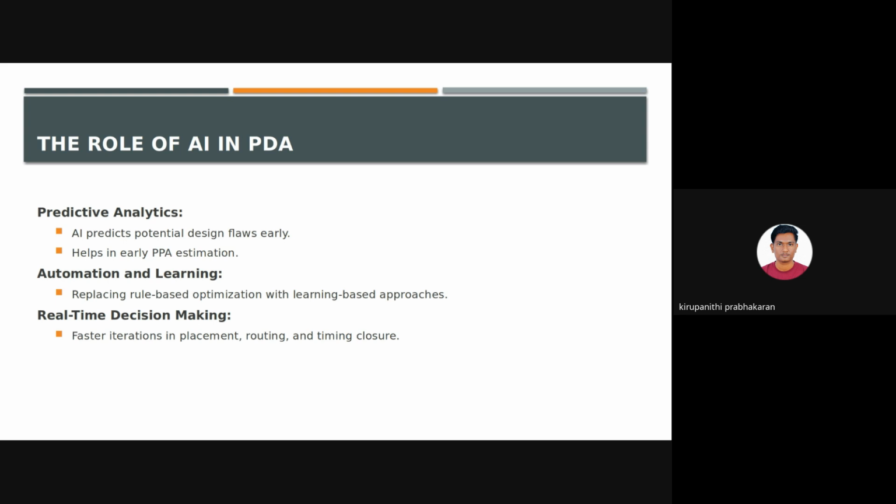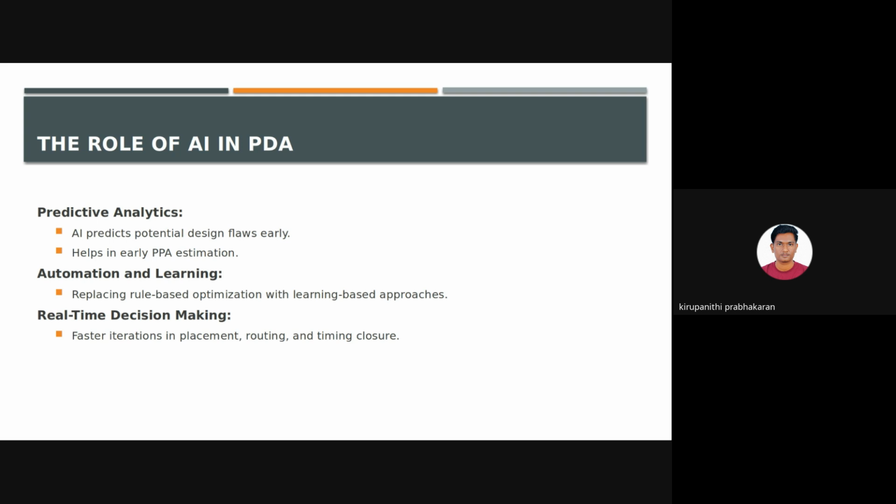Automation and learning. AI is replacing the traditional rule-based optimization method with an intelligent system that continuously learns and adapts, from rules to learning-based approach. Rule-based relies on predefined guidelines which may not be flexible enough to handle complex or novel scenarios. AI, particularly machine learning, uses historic data to identify patterns and optimize the design process dynamically.